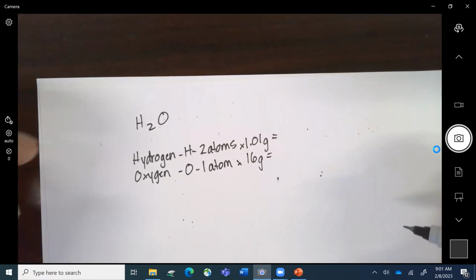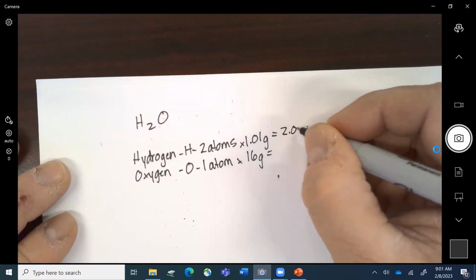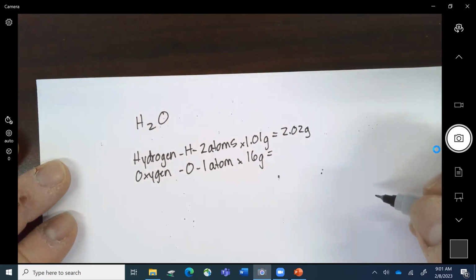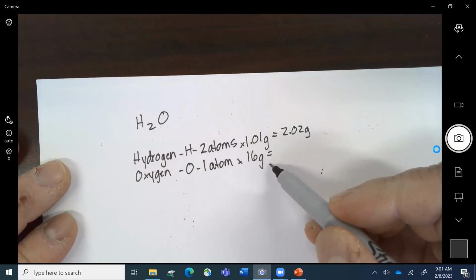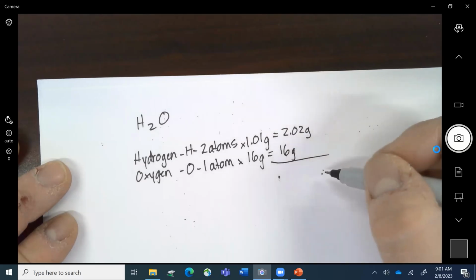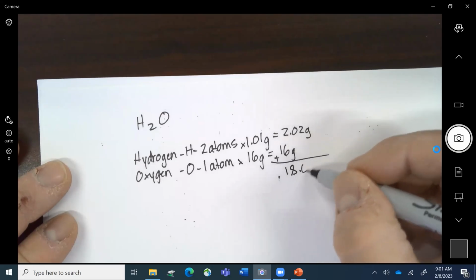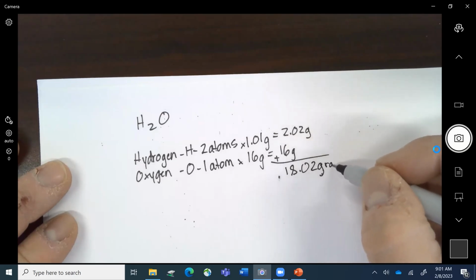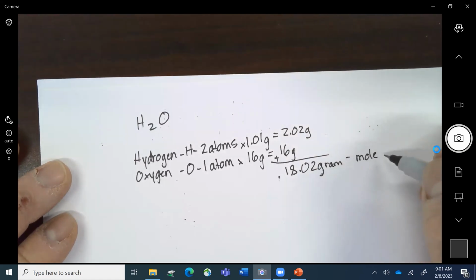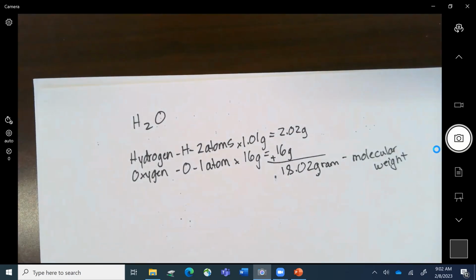So you do just like it says: 2 times 1.01 is 2.02 grams. And the next thing you do here is 1 times 16 grams, which is 16 grams. Okay. Now what do you think we need to do to this? We need to add them up. So the weight of water is 18.02 grams. This is the molecular weight.